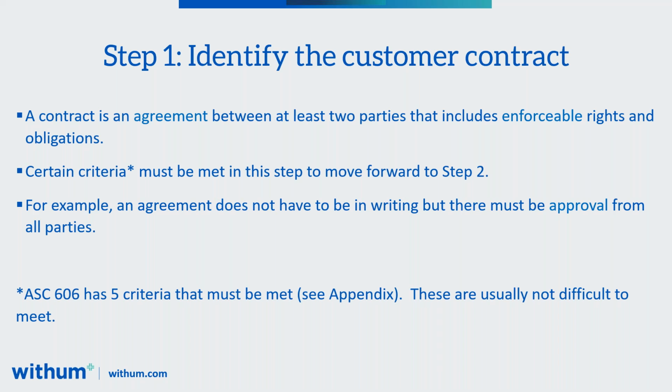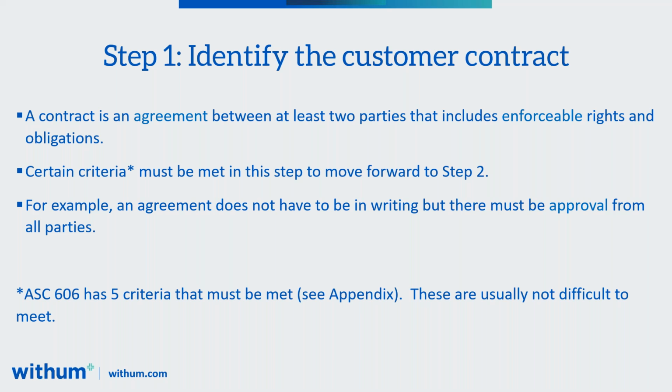I will tell you that this is typically not a very difficult step. It's usually pretty easy to meet. There are certain criteria. So I know I spoke to you about principles-based standards before, but in this particular step, the FASB did give us certain criteria to meet, and we've given them to you in an appendix at the end of this presentation. So we won't be going over that appendix today, but it's there for your future use. So take a look at those criteria. But again, typically identifying the contract, ensuring that an actual contract, an actual agreement exists is typically not a hardship.